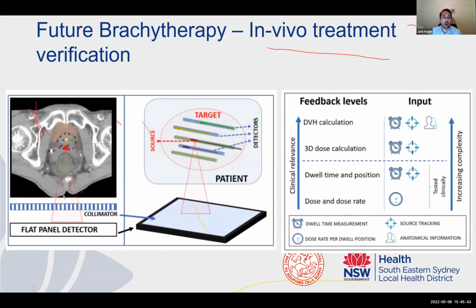So what am I talking about when I talk about in vivo source tracking? Essentially, it's placing a flat panel detector or a 2D array of detectors beneath the patient while they're getting their brachytherapy treatment delivered. So what will happen, and direct your attention to the figure in the middle here, is the source is stepping through the catheters. So while it's dwelling in this position in the catheter here, it's emitting radiation to treat the target. But the detector system below the patient is also detecting the radiation that's being emitted from the source.